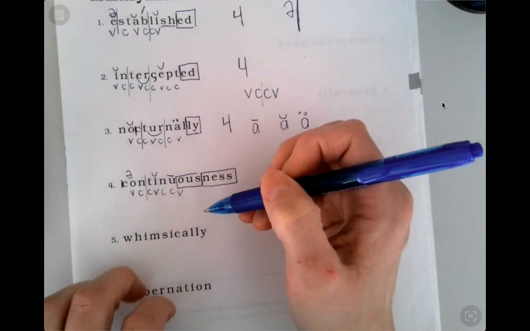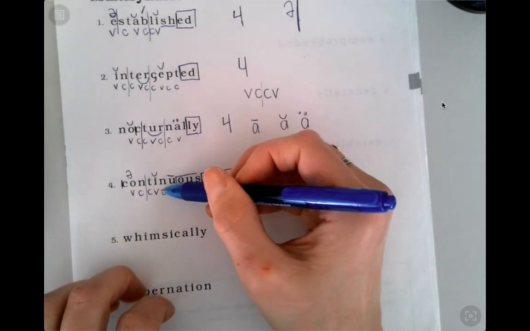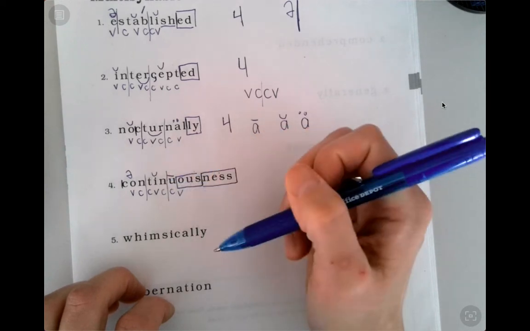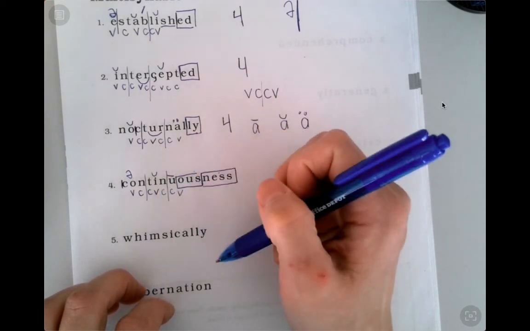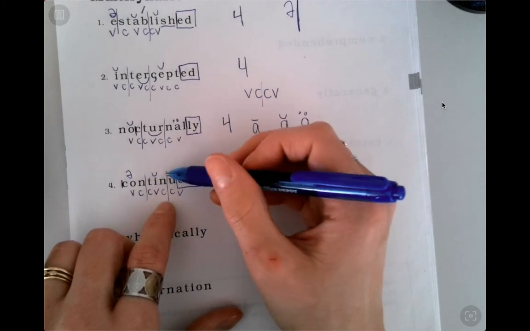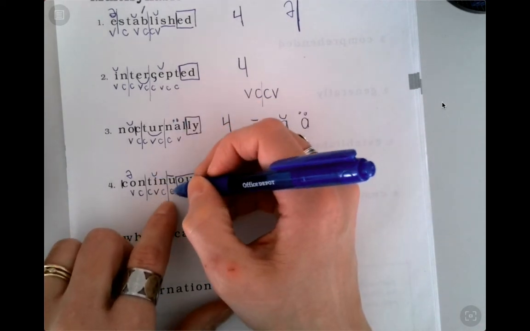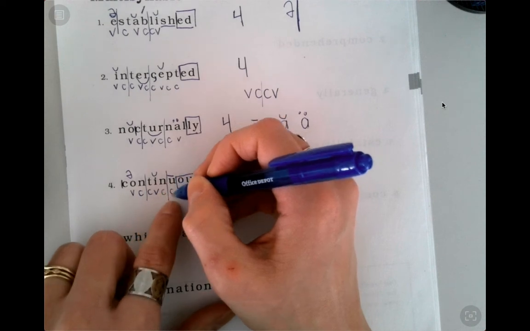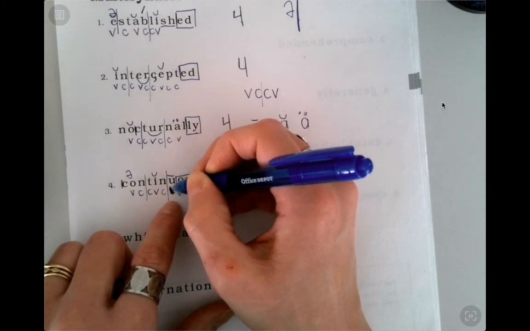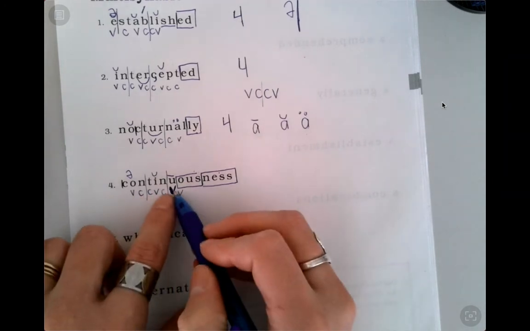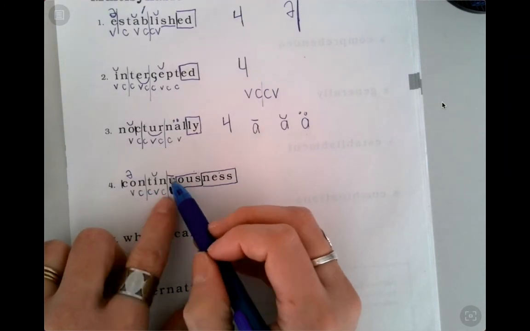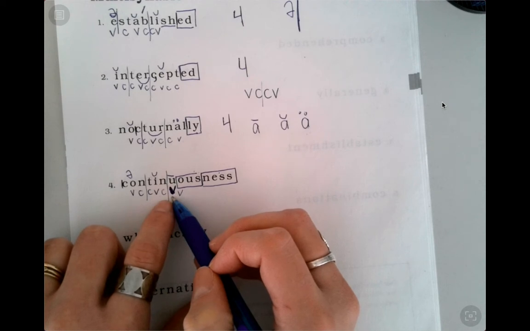This one's a little tricky. Okay, we've got consonant, consonant right there. Vowel, consonant, consonant, vowel. Oops, continue. Oh, I'm sorry. That is not a vowel. That's not a consonant, that's a vowel. Sorry. But I am right in how to separate it. Continue, continuousness. Okay, this is all by itself.